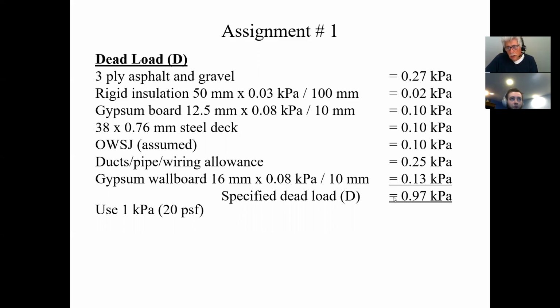Now, this is my answer. If you guys came up with a number bigger than this, don't worry. That means you're being more conservative. If you came up with something less than this, then you should be concerned, because you might have slightly underestimated your dead loads. So does anybody have any questions before I move on to the lecture? Or is it all good?